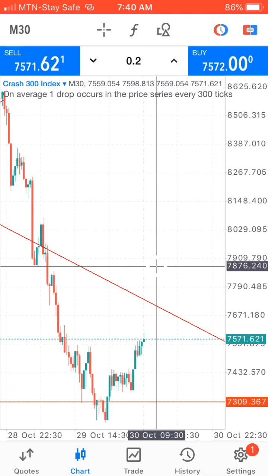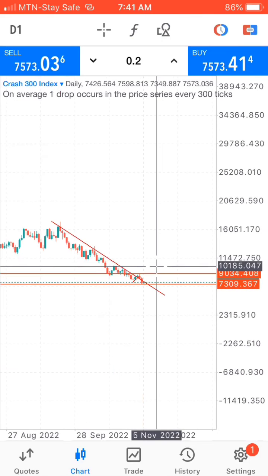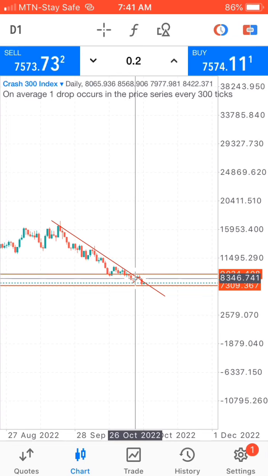So today I'm going to be showing you guys that I use price action. I don't really depend on indicators when trading. I can't recall the last time I actually used an indicator while trading. So I'm going to show you how I use price action to trade. From the higher time frame of Crash 300, we've seen that it's been a downtrend. I've been following this trade for a while now, which is why you can see I have my support, resistance, everything in place.